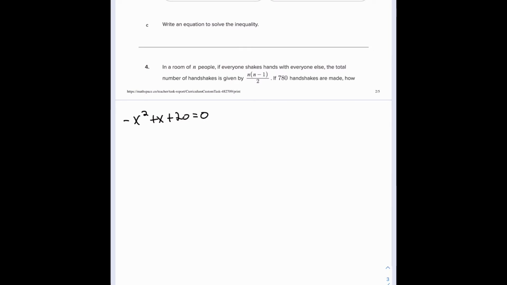Now in my brain, it makes more sense to move all of these over to the other side so that our leading coefficient isn't negative. That looks cleaner to me. So we'll have 0 equals x squared minus x minus 20.